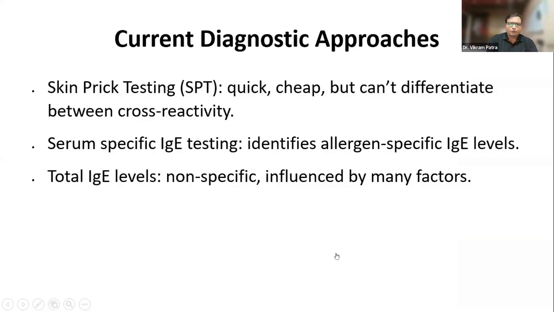So, current diagnostic approach: how do we diagnose? Traditionally, we have been diagnosing by skin prick test, because this is considered to be the gold standard. It is quick and cheap, but can't differentiate cross reactivity. I'm sure all of us have experienced that when we do a pollen skin prick test, many times we get polysensitization. So we are stuck whether these are real sensitizations or whether they are all positive just because of cross reactivity.